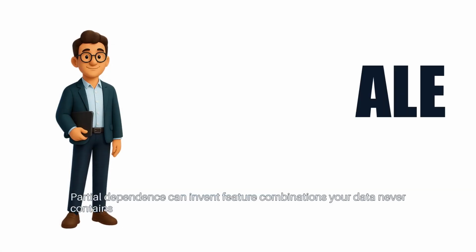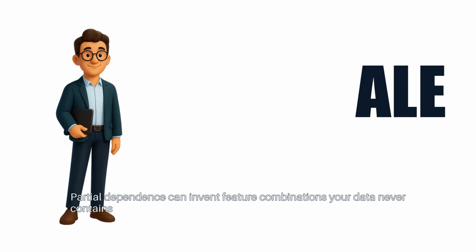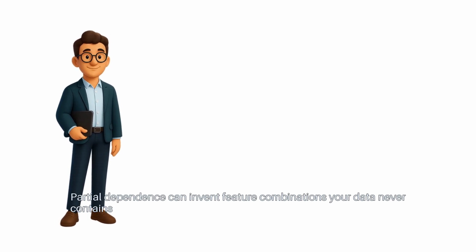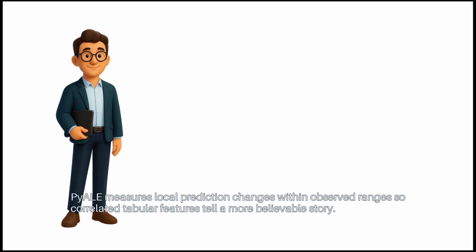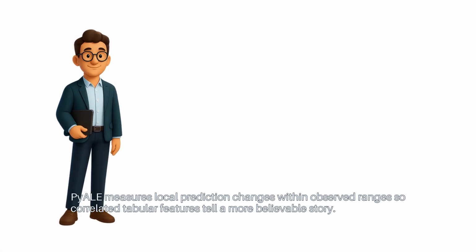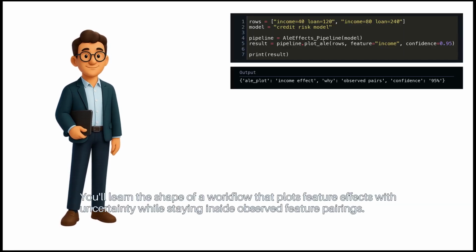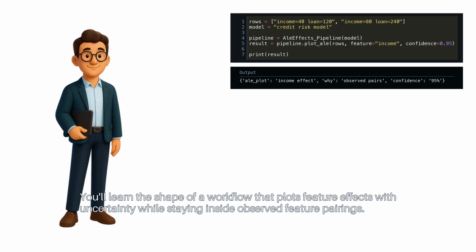Partial dependence can invent feature combinations your data never contains. PyALE measures local prediction changes within observed ranges, so correlated tabular features tell a more believable story. You'll learn the shape of a workflow that plots feature effects with uncertainty while staying inside observed feature pairings.